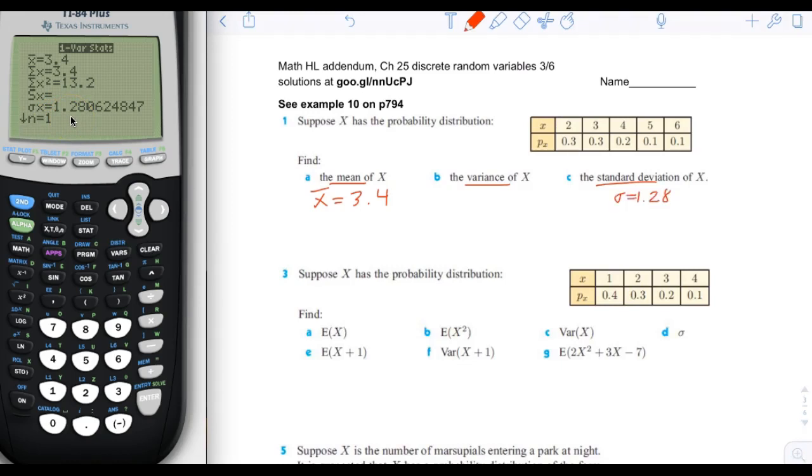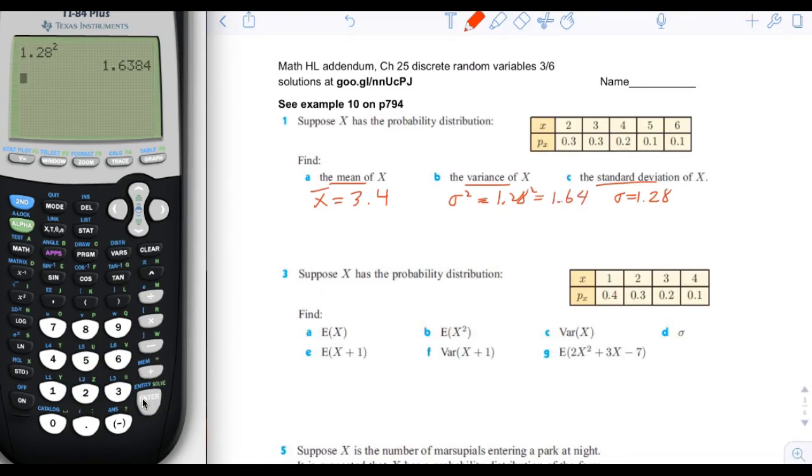Okay? What about the variance? We look all over the list for variance, and it's not there. But actually, remember that variance is the standard deviation squared. So we can find it by doing 1.28 squared, which is, use the calculator again, it's 1.64.